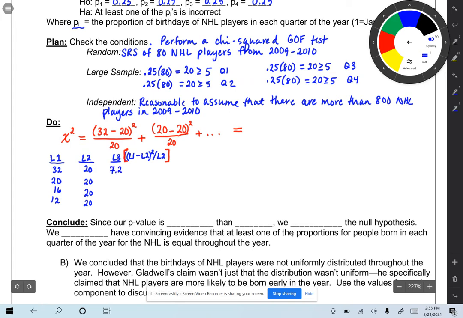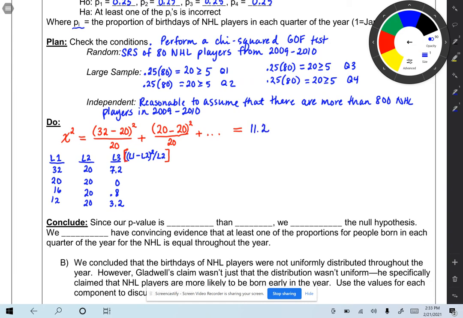And so here are the components. So 7.2, that's contributing to the chi-squared statistic. This one's 0, nice. 0.8, not too far off. 3.2. And when you add all those together, you get 11.2.